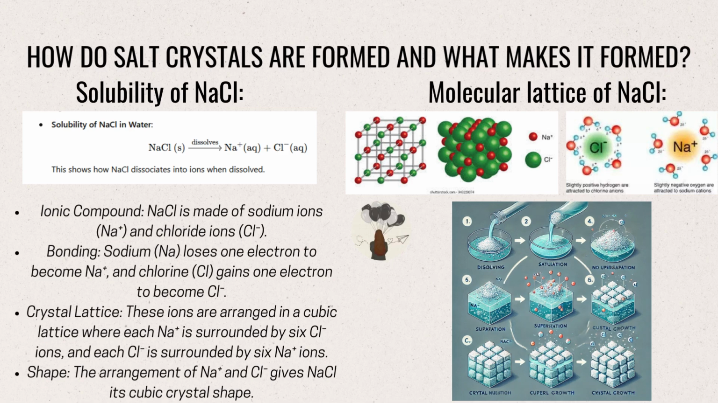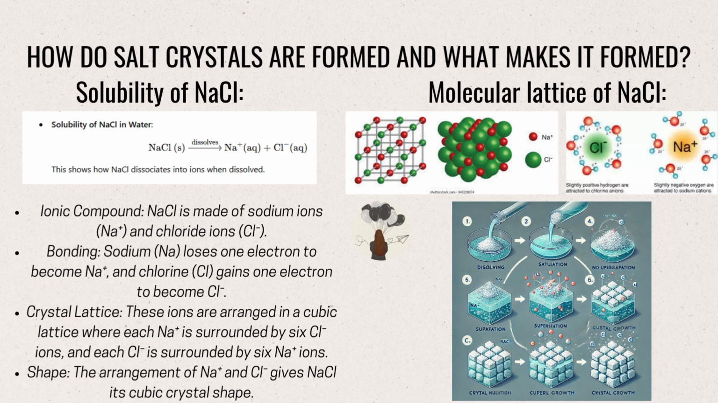Next is about how salt crystals are formed and what makes them form. The first one I will share with you is the solubility of NaCl. As you can see, this is the chemical equation of it. NaCl solid equals Na+ aqueous plus Cl- aqueous. This shows how NaCl dissociates into ions when dissolved. NaCl is an ionic compound made up of sodium ions Na+ and chloride ions Cl-. As for the bonding, sodium Na loses 1 electron to become Na+ and chlorine Cl gains 1 electron to become Cl-.